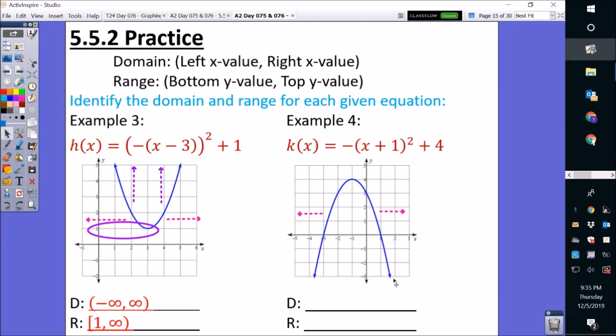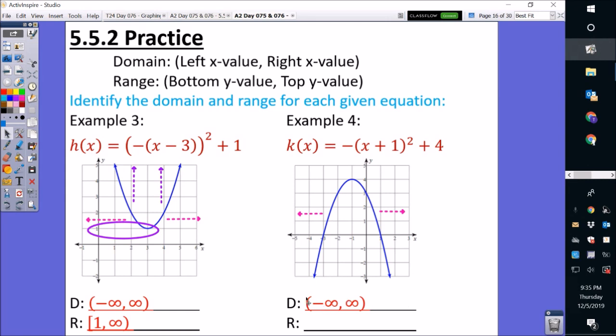So for domain, we're going to start with the left x value. If it goes on forever towards the left, and the left side tends to have negative numbers, then we're going to start with negative infinity. And then for the right side, since it's going forever to the right, and the right side has mostly positive numbers, going forever to the right means that we're going to end with infinity or positive infinity. So when we write out our domain, we're going to start with negative infinity and end with positive infinity, or just infinity. And it'll look like this.